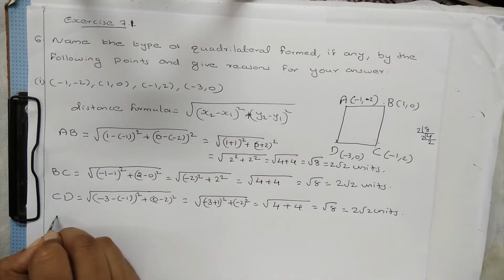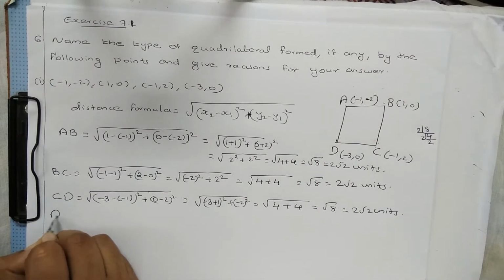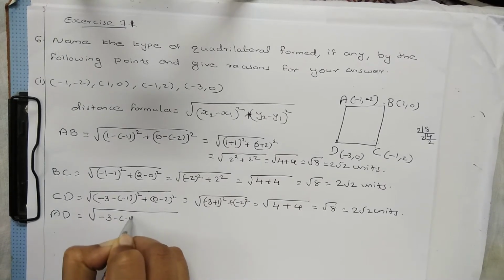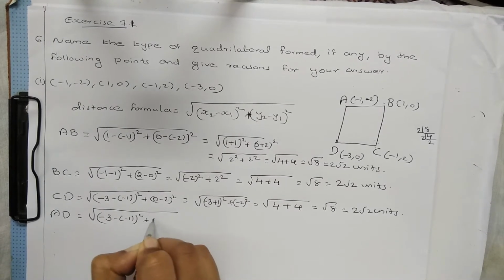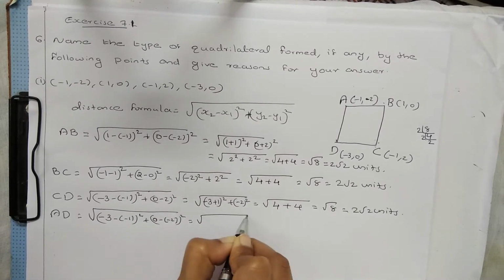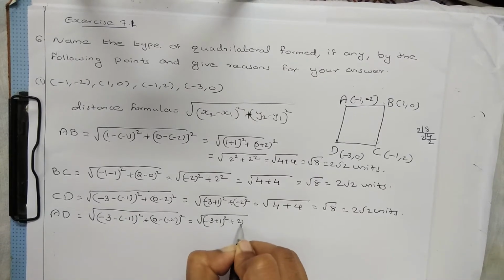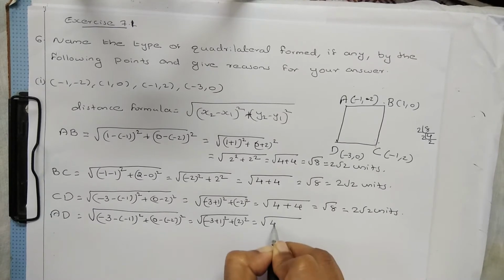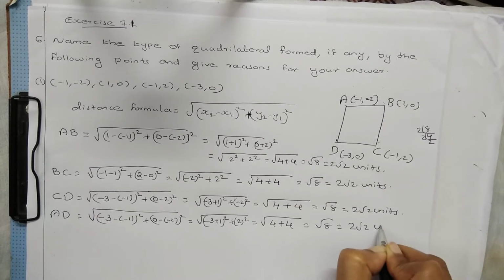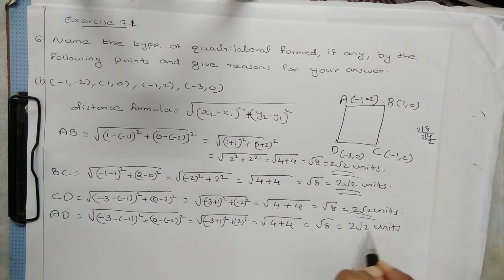The next one you have to find out AD. A will be x1, y1 and D will be x2, y2. So AD is equal to root of (-3 minus of -1) the whole square plus (0 minus -2) the whole square. That is equal to root of (-3 plus 1) the whole square plus 2 square. Same you will get, 4 plus 4, root 8, that is 2 root 2 units. Now I told you already, here all the sides are equal, all the sides you are getting 2 root 2.